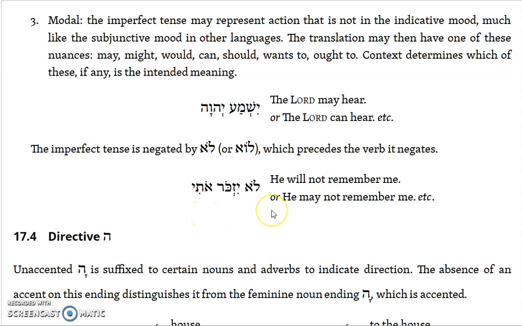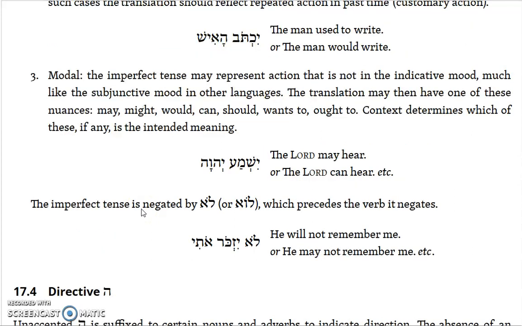And of course, it has all those other nuances. May he not remember me, or it could be would that he remember me, or would that he not remember me, or he should not remember me, or he ought not remember me, or even do not remember me. It could be like a negative command is yet another nuance of this imperfect tense.